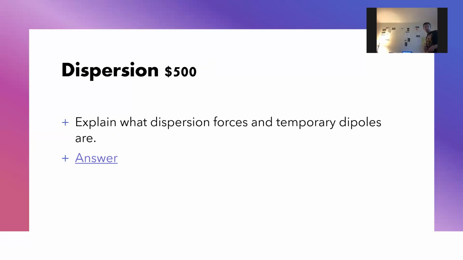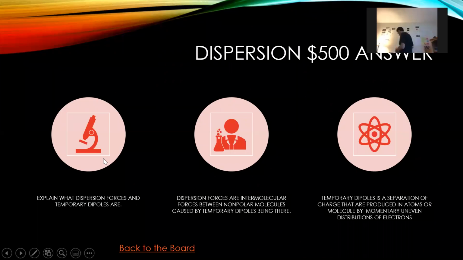Brookdale Bear. Dispersion forces are the intermolecular forces caused by those temporary dipoles being there. And the temporary dipoles are the separation of charge, like the charge is being separated. And that produces atoms, molecules, but by a not so even distribution of electrons. Good, Brookdale Bear. You are way up. You're at 2,500 right now. You are running away with it.